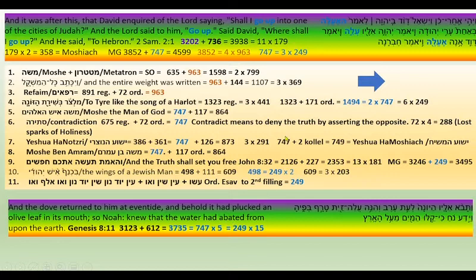Okay, so this is all connected, and it's got this number again. And behold, it had plucked an olive leaf in its mouth, so Noah knew that the water had abated from upon the earth.